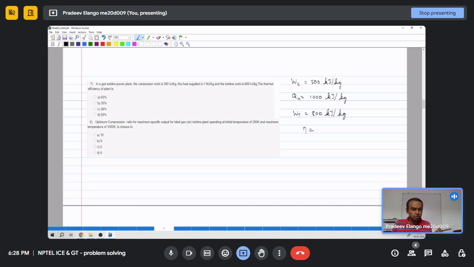You can either unmute and answer, or you can also type in the chat box. 30%, okay. How do you say, what is efficiency first? Sir, work done by turbine minus work done by compressor, divided by heat supplied. Okay, and that is 800 minus 500 over 1000.